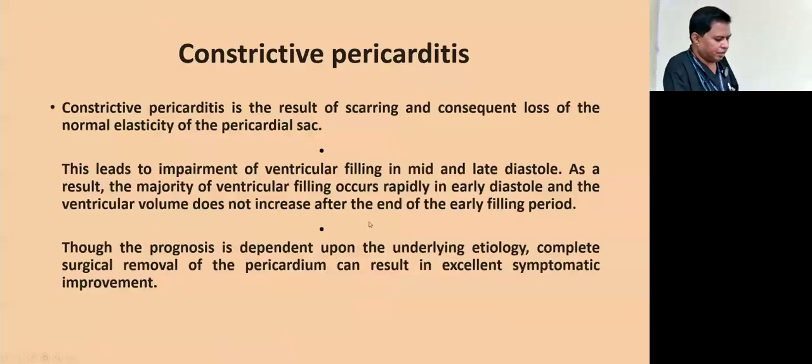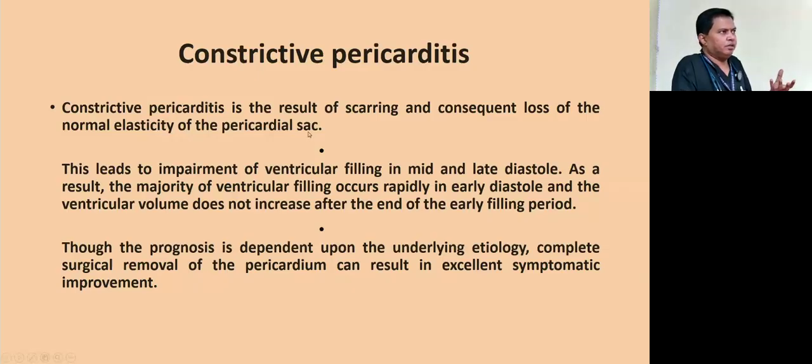Coming to constrictive pericarditis. In constrictive pericarditis, the pericardium develops inflammation and fibrosis because of acute pericarditis which is sometimes untreated. That fibrosis causes thickening of the pericardium, and that thickening causes calcification, scarring, and ultimately loss of the normal elasticity of the pericardial sac. Because of that, the heart is encased in a tight shell, like a coconut shell. So that causes diastolic dysfunction.